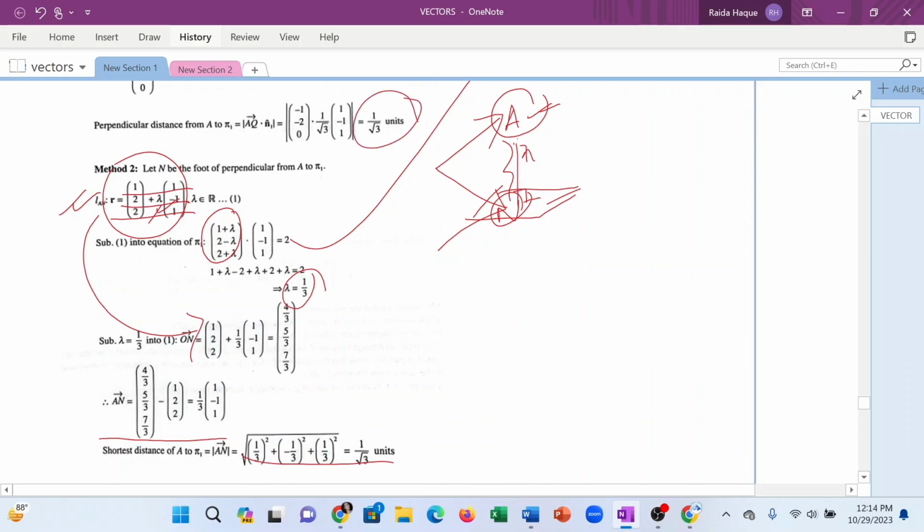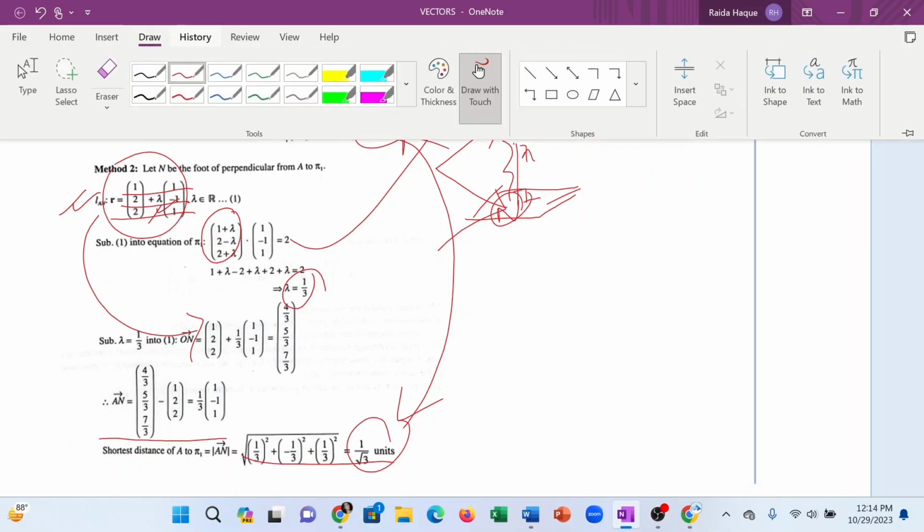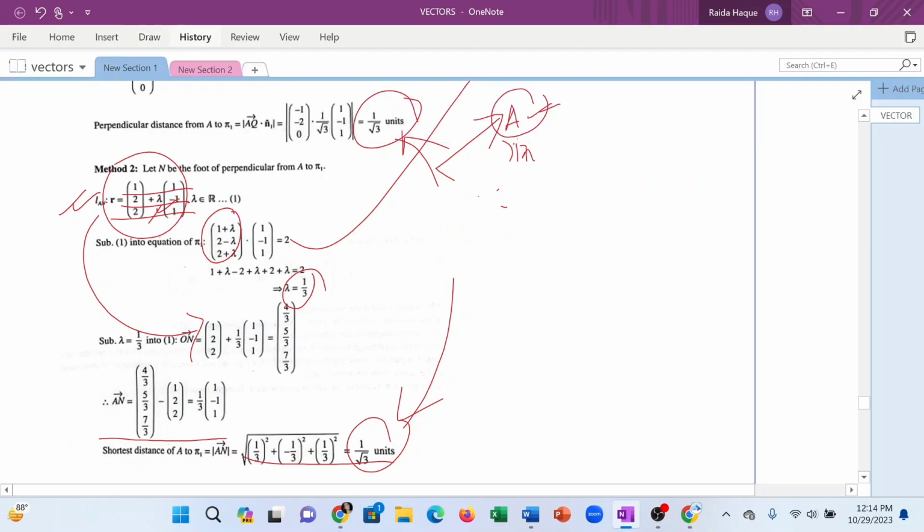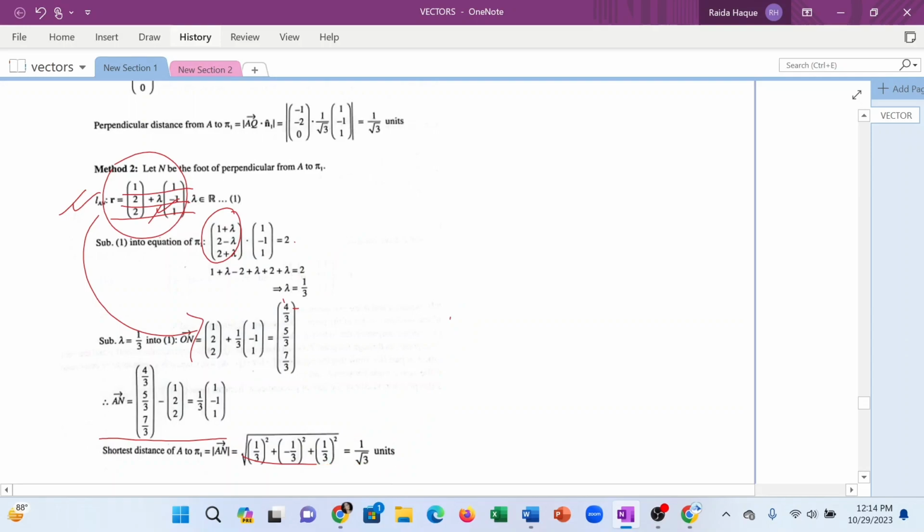And as you can see, the answer matches in both methods. It got a bit messy, so we will try to make it more neat from now on. But you all, I hope, understood where to plug in which variable.